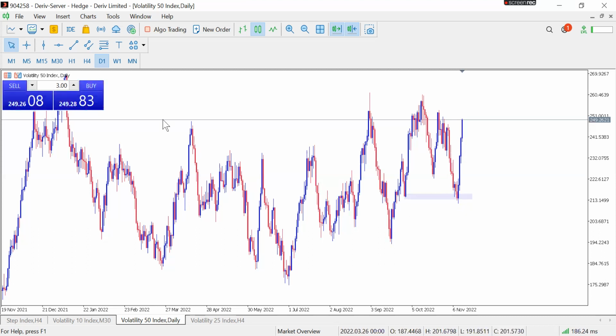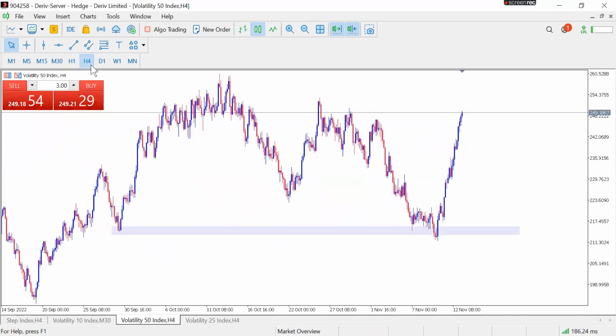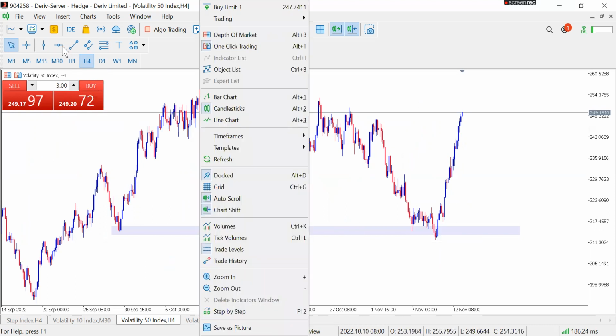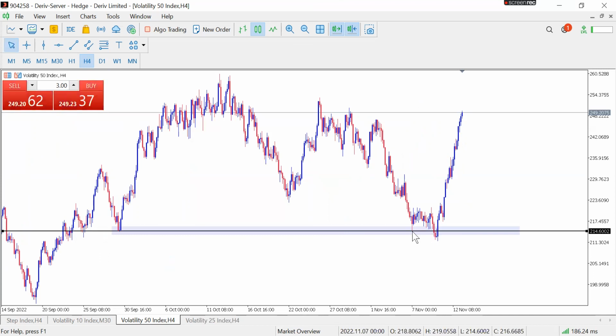Now let's go to H4. When you get here, you see that the market is breaking out. Firstly, the market forms this level here, and then it breaks it out. So it is easier to conclude that the market is going down because of this breakout of this level here.